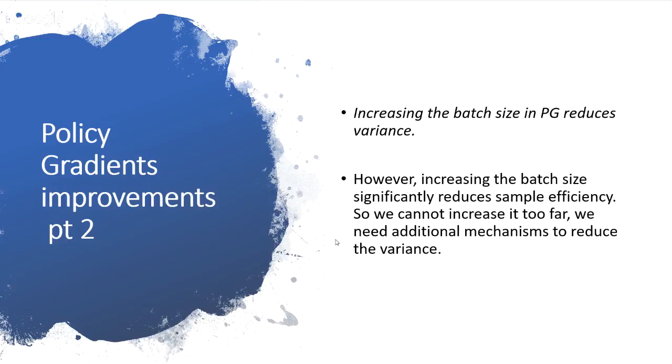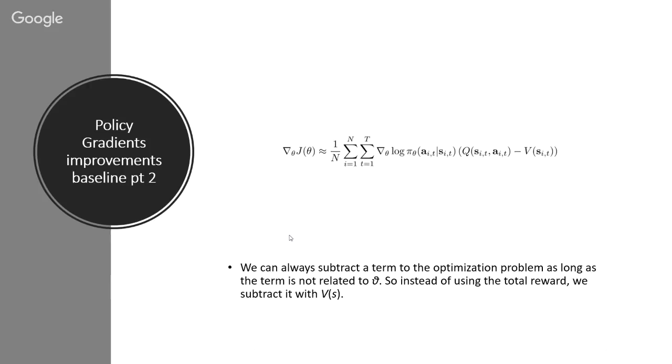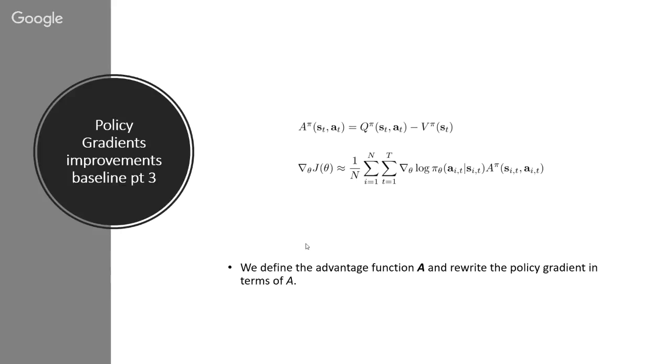So increasing the batch size in policy gradient reduces the variance. However, increasing the batch size significantly reduces sample efficiency, so we cannot increase it too far. We need additional mechanisms to reduce the variance. So here is the baseline. We can always subtract a term from the optimization problem as long as the term is not related to the policy. So instead of using the total reward, we subtract the value of the state. We define the advantage function A and rewrite the policy gradient in terms of A.